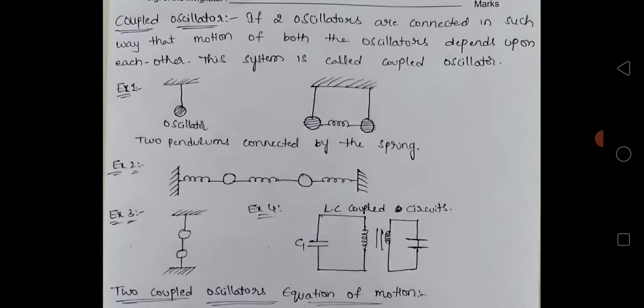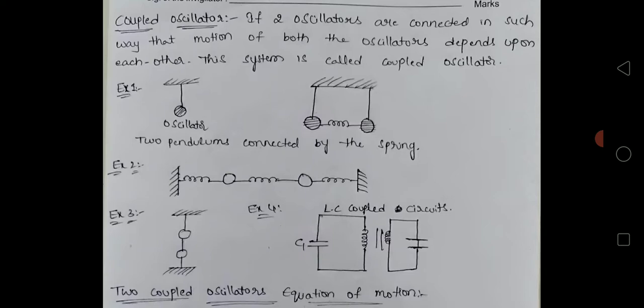In which way is the motion? The motion of both the oscillators depends upon each other. It will depend upon each pendulum. So this system is known as a coupled oscillator. Let us see example one here. I took only one oscillator, so it can oscillate easily. But in the second diagram I took two pendulums attached with a spring in the middle. So what is this diagram? Two pendulums connected by a spring.